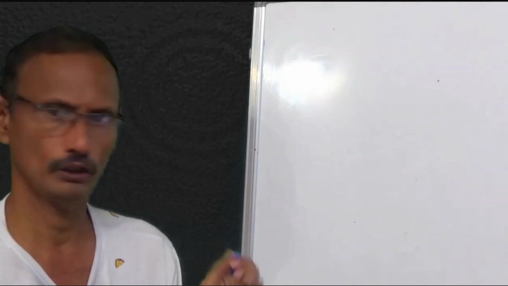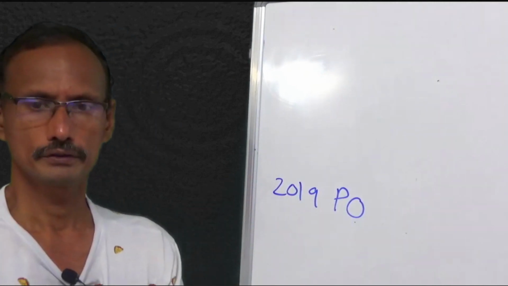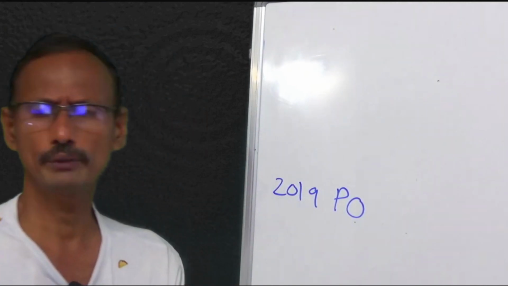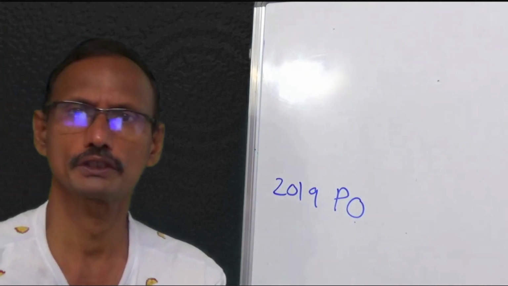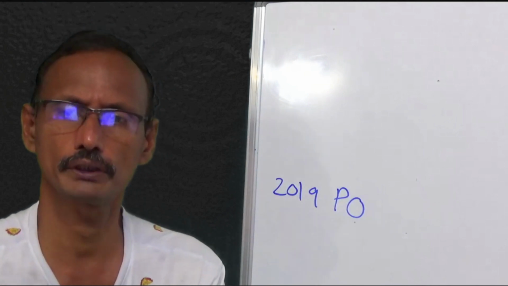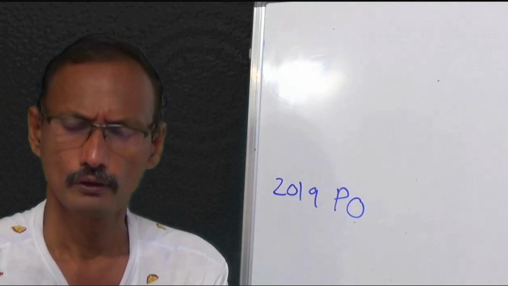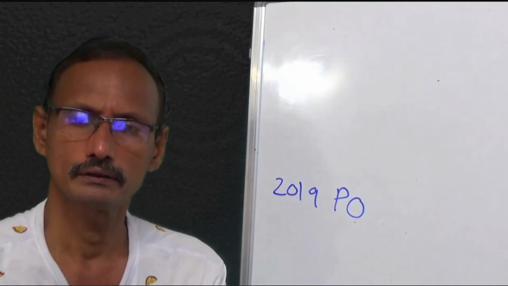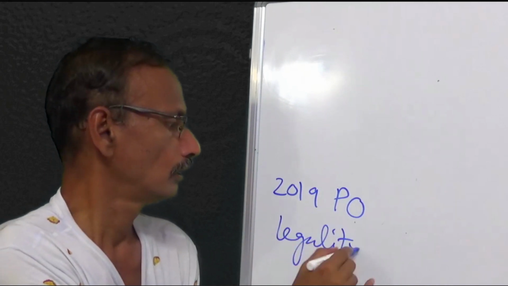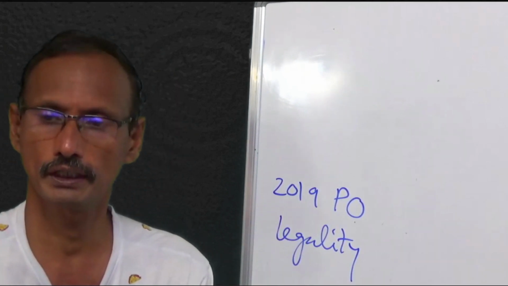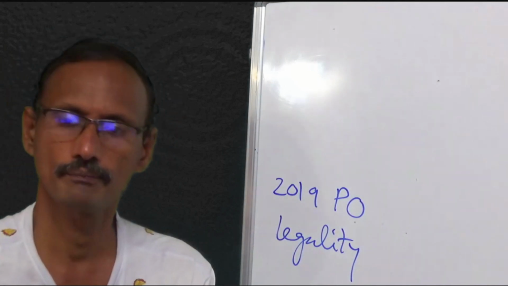The 2019 presidential order is a very, very sweeping one. It removed the special status of Jammu and Kashmir. So we are going to discuss the legality or constitutionality of this presidential ordinance.